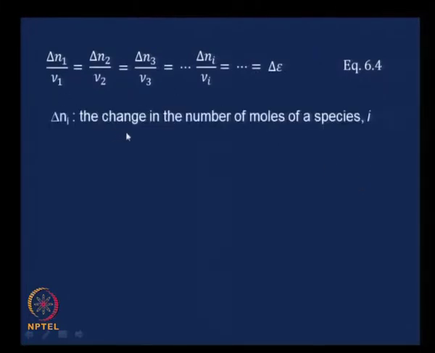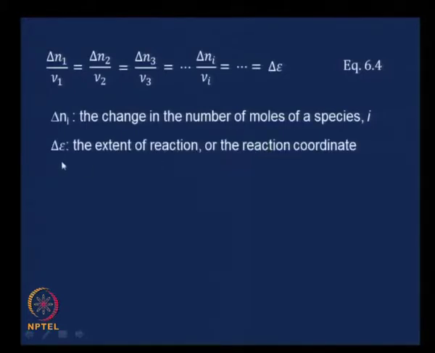Delta ni, as I said, was the change in the number of moles of a species i, and delta epsilon is the extent of a reaction. It is also called the reaction coordinate, if you recall this term from your earlier courses. Delta epsilon, or epsilon, is the reaction coordinate.